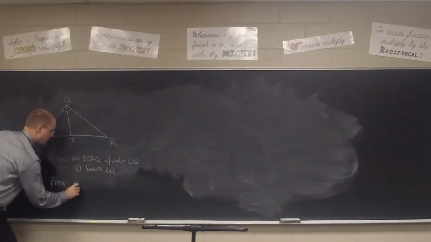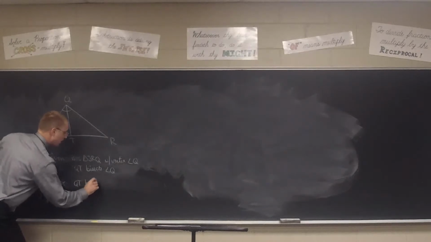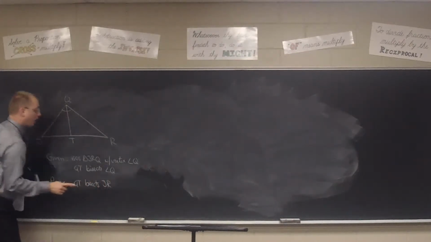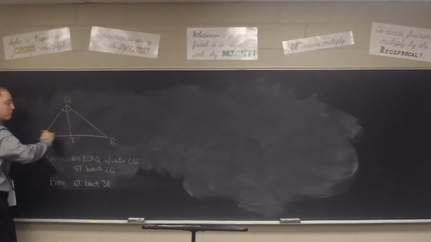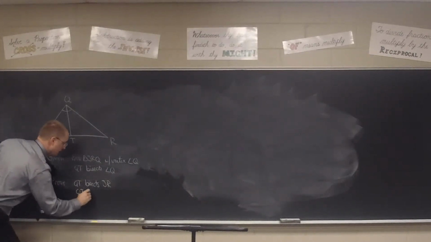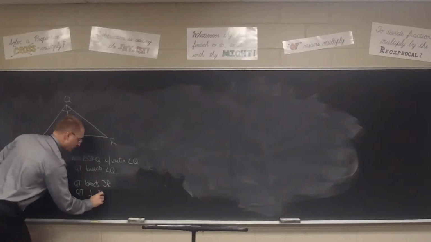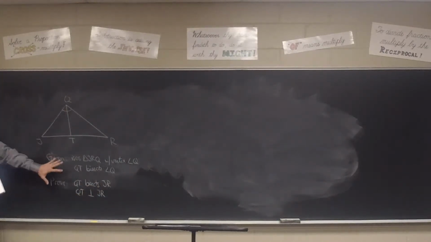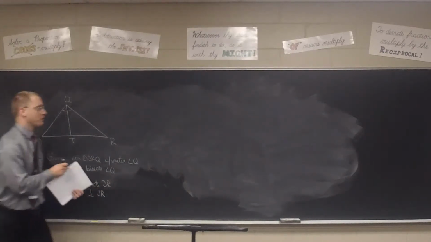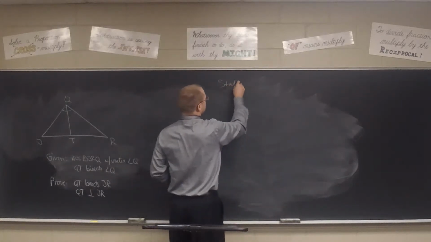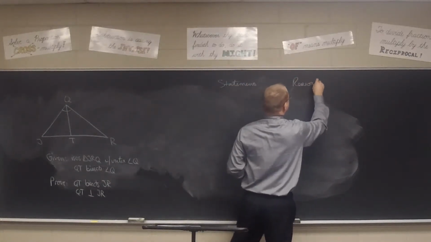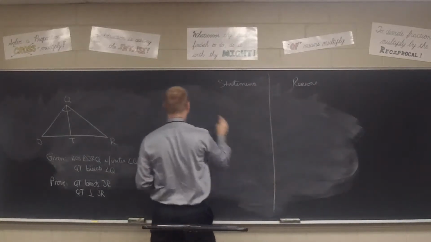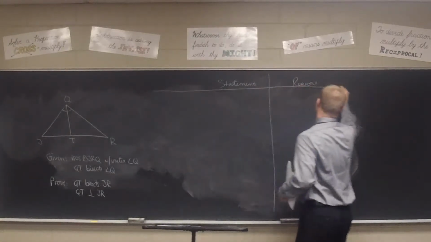So we needed to prove that QT bisects JR. We also wanted to prove that the bisector of the angle is perpendicular to the base, so that QT is perpendicular to JR. So far, so good. This is what we had in our proof when we left off yesterday. All right, so we've got two columns, statements and reasons, because we never make a statement unless we've got a really good reason.